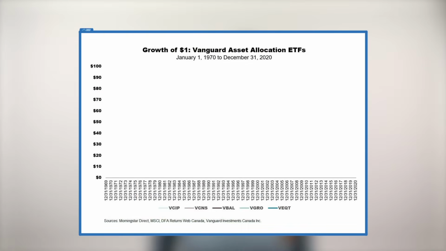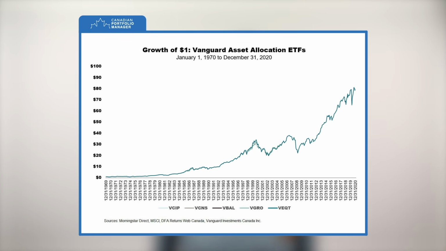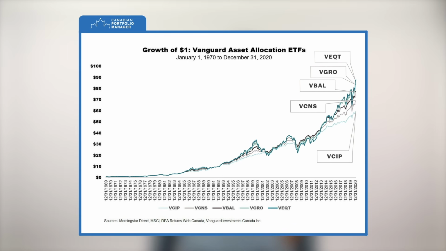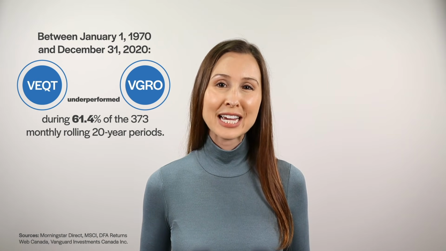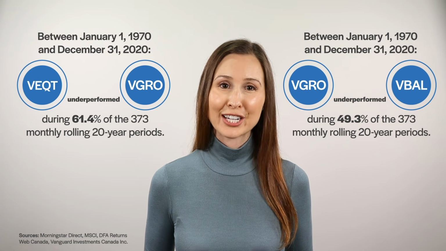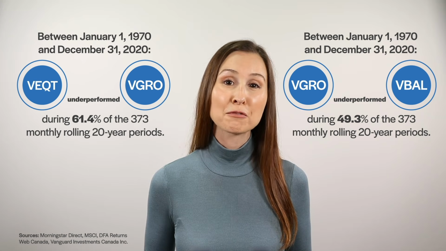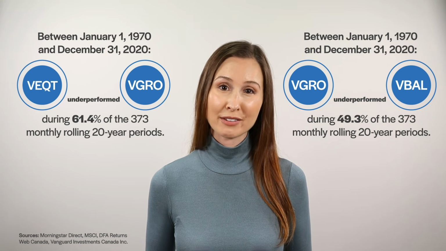During the entire period we backtested, between 1970 and 2020, the Vanguard asset allocation ETFs with higher stock allocations, like VEQT, outperformed those with lower stock allocations, like VCIP. However, it's important to understand that taking more risk, even over periods of 20 years or more, does not guarantee a better outcome. For example, VEQT underperformed VGRO during 61% of the 373 monthly rolling 20-year periods that we measured. And over those same periods, VGRO underperformed VBAL around 49% of the time, basically a coin flip.